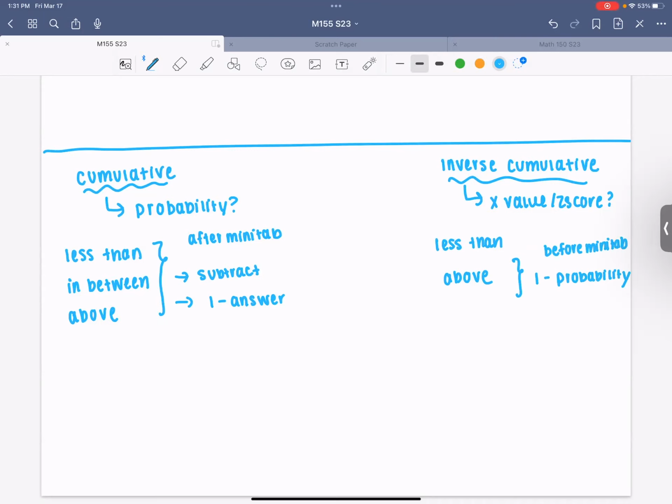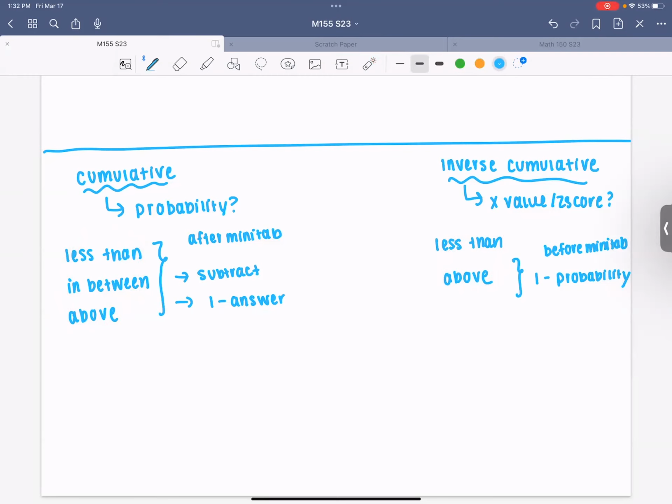So there's a lot of different options floating around here. The first thing I would do when I do a question is figure out if it's a cumulative or inverse cumulative question. If it's asking about the probability, it's cumulative. If it's asking about the x value or z-score, it's inverse cumulative. The next thing you need to figure out is whether it's a less than, in between, or above question, because that tells you what you're going to do next.